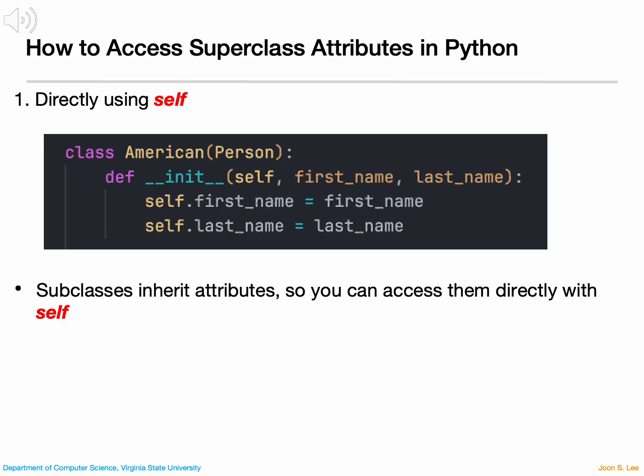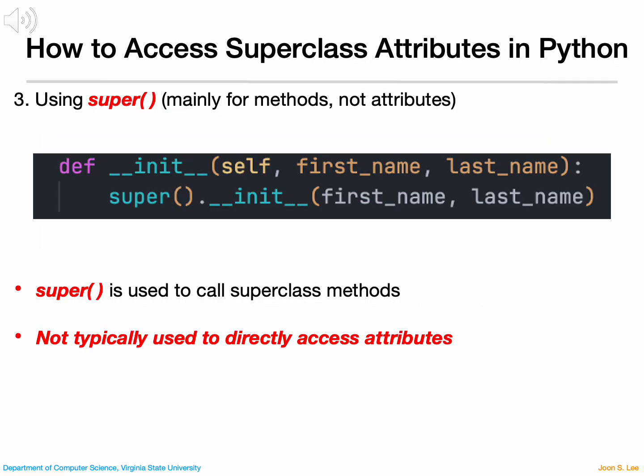Here's the most common way to access superclass attributes in Python. We use self. When a subclass inherits from a superclass, it also inherits its attributes. So inside the subclass, those attributes already belong to the object. That's why we can access them directly using self, just like they were defined in the subclass. In this example, even though first_name and last_name come from the person class, we access them using self.first_name and self.last_name.